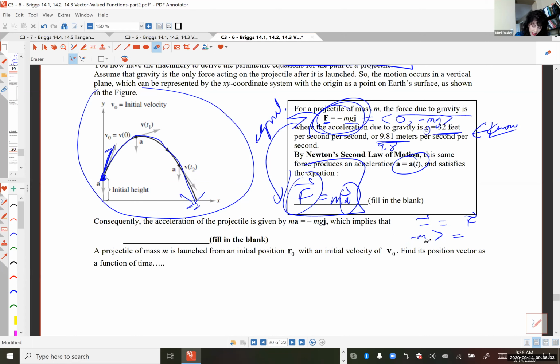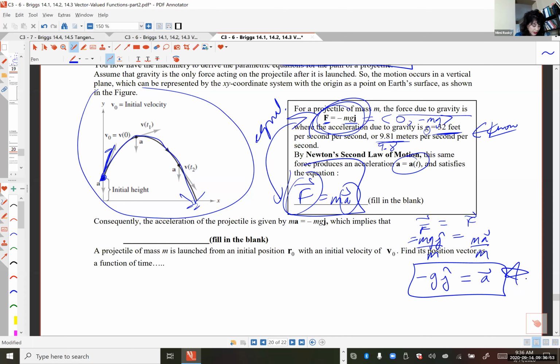How about if I do it this way? I won't do component form. I'll do negative mg j hat has to equal ma. So if I divide both sides of this equation by m, assuming m is non-zero, I get negative g j hat has to equal the acceleration vector. And this is basically your key here. So your acceleration, which is due to gravity, is negative g. G is a constant, and it's j hat. And it's negative because it's pointing down.